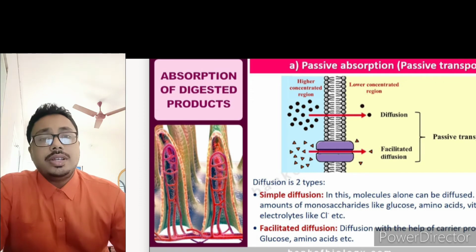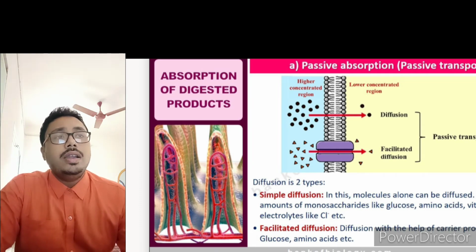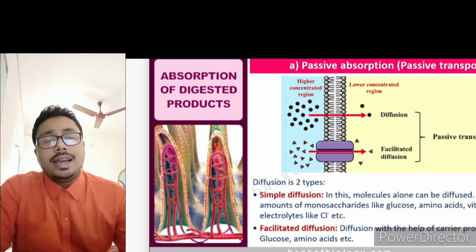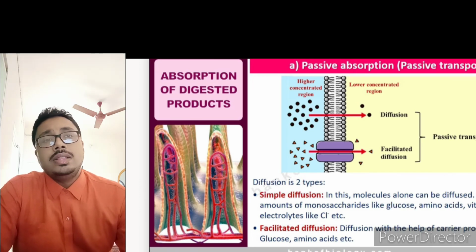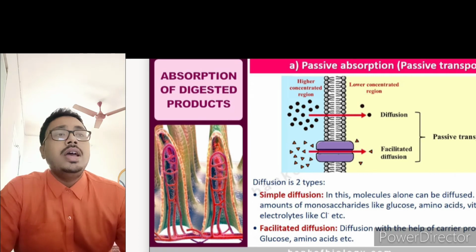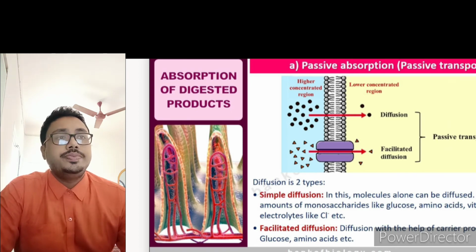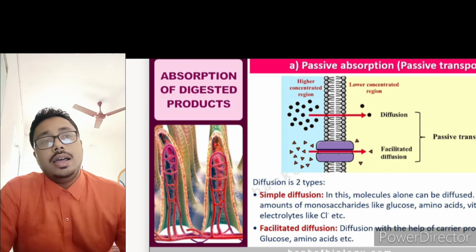So in the picture, what is simple diffusion? In this, molecules alone can be diffused. Example, small amounts of monosaccharides like glucose, amino acids, vitamins, electrolytes like chlorine, etc. This happens with the help of simple diffusion. Whereas facilitated diffusion occurs with the help of carrier proteins. Example, glucose, amino acids, etc.